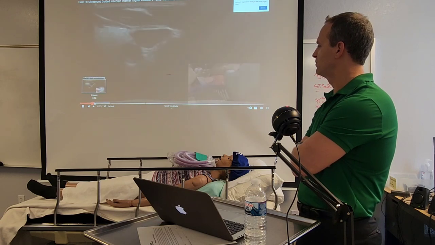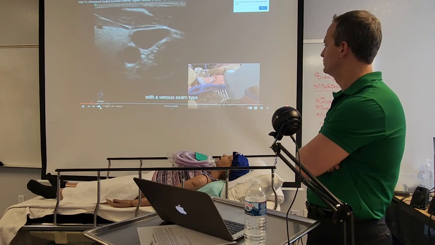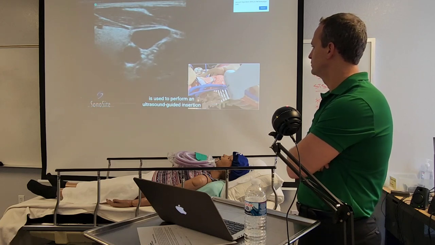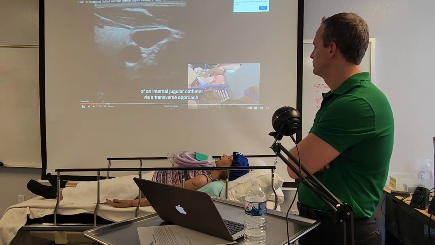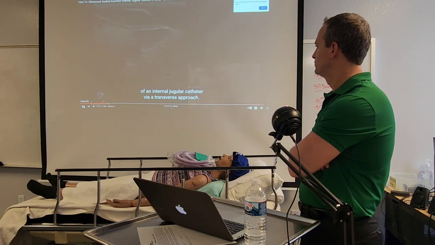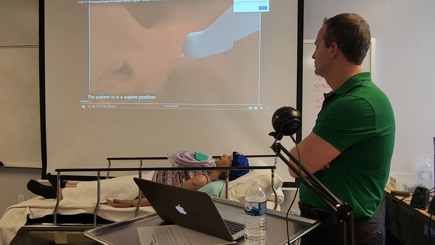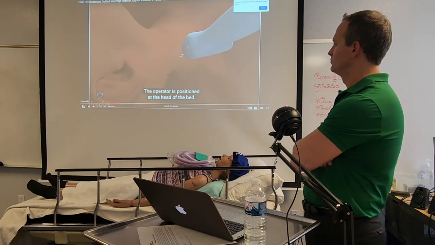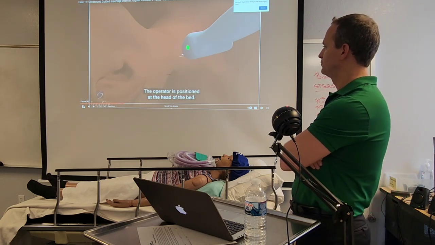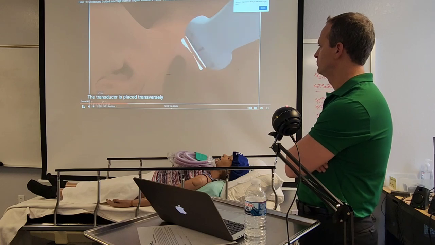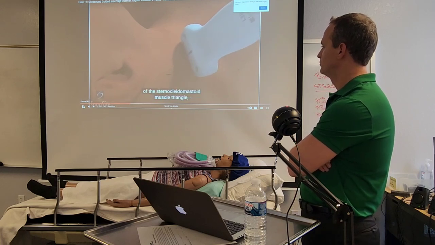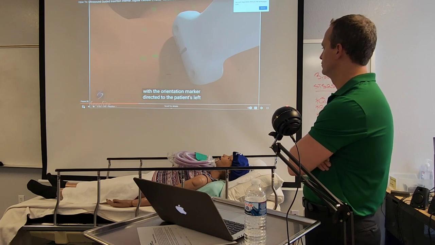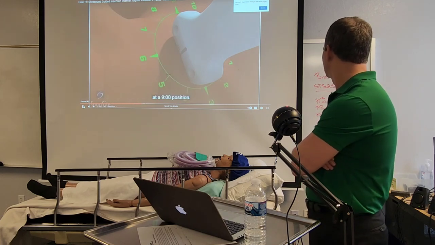A linear array transducer with a venous exam type is used to perform an ultrasound guided insertion of an internal jugular catheter via a transverse approach. The patient is in a supine position with the head slightly turned toward the contralateral side. The operator is positioned at the head of the bed. The transducer is placed transversely just below the apex of the sternocleidomastoid muscle triangle, with the orientation marker directed to the patient's left at a 9 o'clock position.